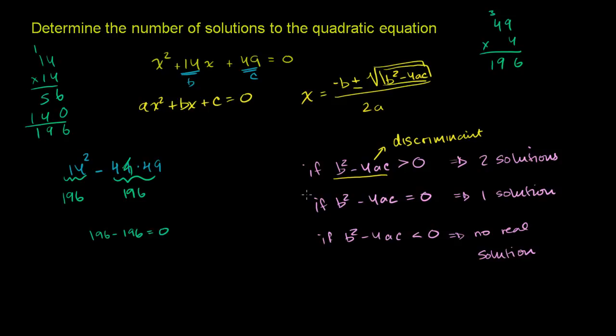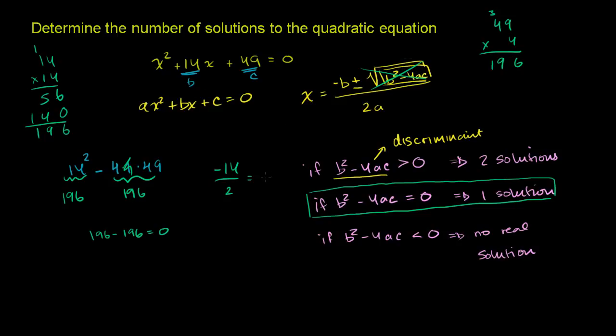So we're dealing with a situation where the discriminant is equal to 0. We only have one solution. And if you want, you could try to find that one solution. The square root part is just going to be 0. So the solution is going to be negative b over 2a. Negative b is negative 14, over 2 times a. a is just 1, so over 2. So it's equal to negative 7. That's the only solution to this equation.